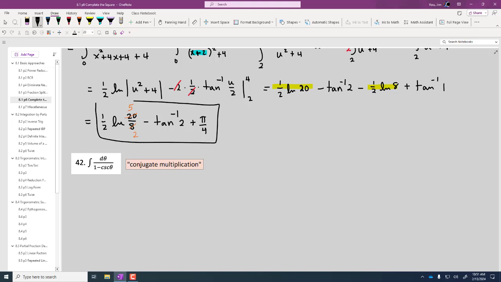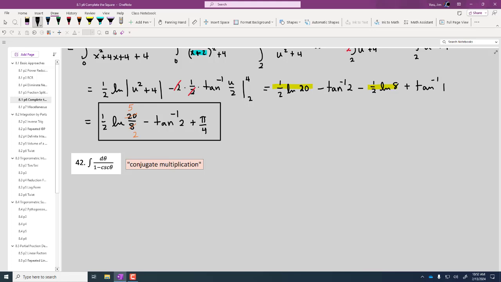And would you recommend putting the 2 into the exponent of the natural log or leaving it out? Do this square root thing. Yeah, it doesn't matter, either way, if you wanted. Inverse tan of 2.